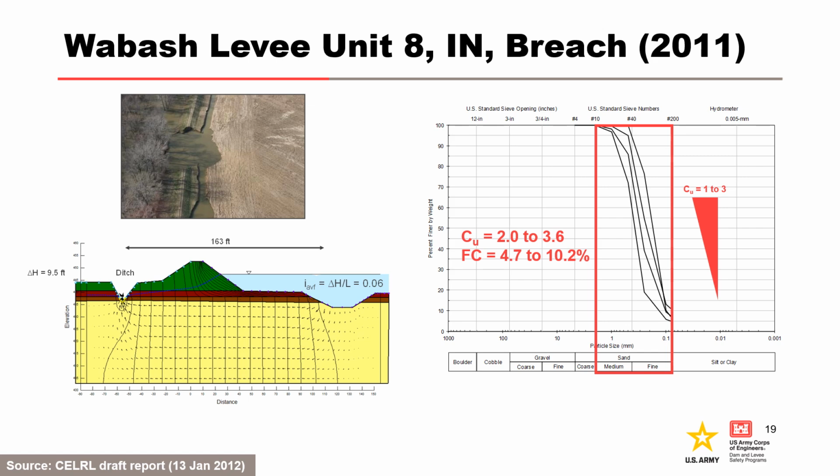2 borings were drilled on either side of the breach. The gradations shown are the first 2 samples immediately below the roof-forming material from each boring. Coefficients of uniformity range from 2.0 to 3.6.